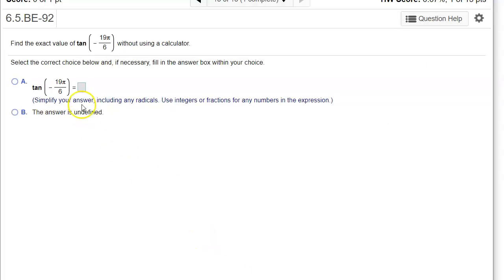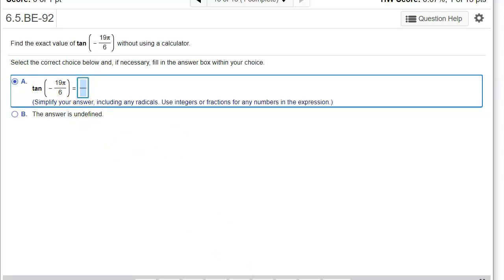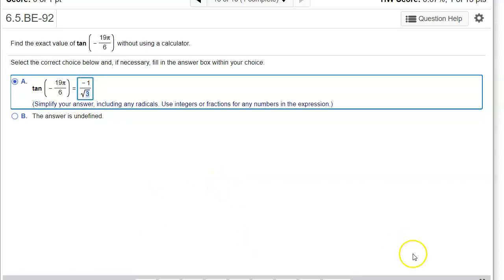We can type that in here. So it is going to have a value, and that value is going to be negative 1 over square root of 3.